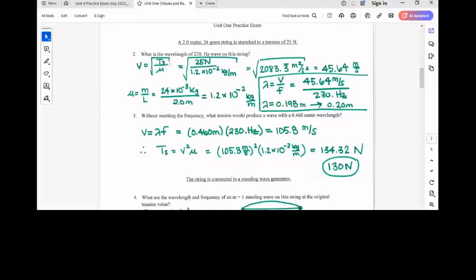And now I can just backtrack and use the wave speed expression that we used first when we were solving number 2. I can rearrange this to solve for the string tension, and that's going to be the square of the speed times the linear density, and the linear density is no different than it was before. And now I find that it would require 130 newtons of tension in order to produce a 0.460 meter wave at 230 hertz.